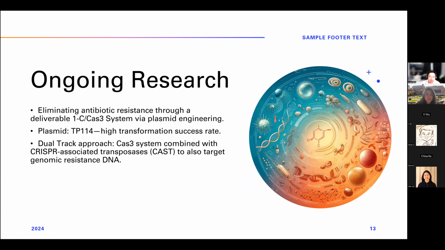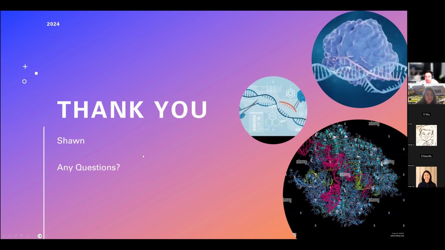And the vehicle that is going to deliver Cas3, this is the second layer, is TP114, which is really far down the line, but that is sort of the hope of what we're trying to do here. And so, yeah, that's all. Thank you, everyone, for listening. And if there are any questions, I'll be happy to answer.